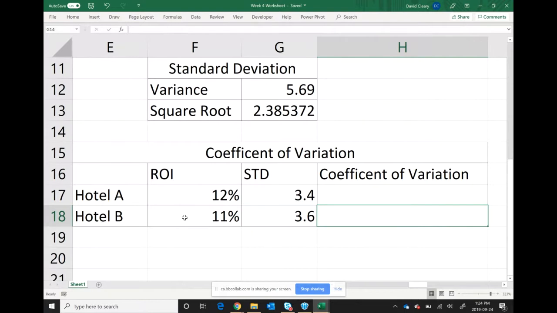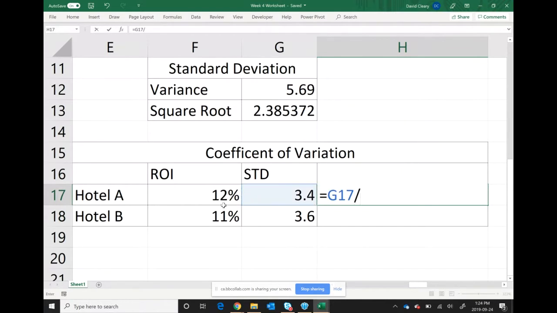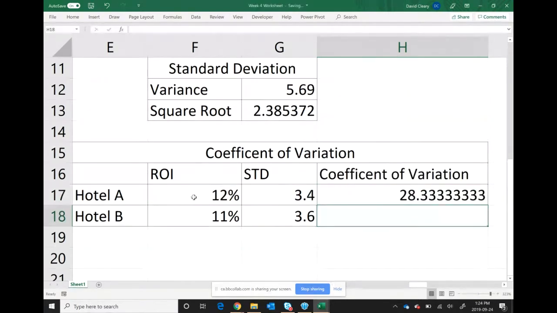So we take our standard deviation and divide by our ROI. We're going to do the same over here: standard deviation divided by our ROI.